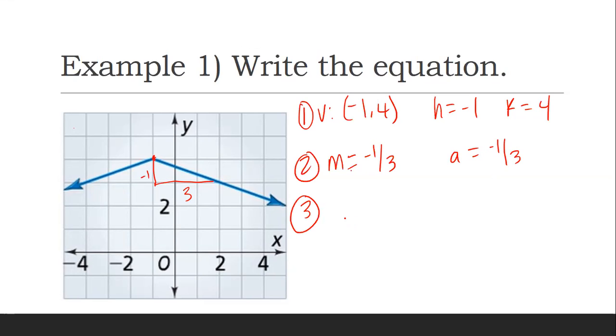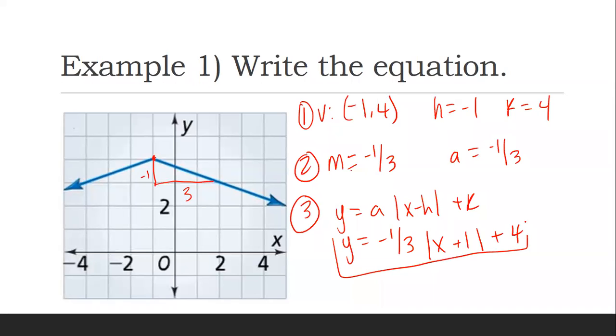Step 3 is I'm going to plug everything into the general form. Y equals a absolute value of x minus h plus k. Do I have all three of those values? Why, yes, I do. So therefore, y equals negative 1/3 absolute value of x minus a negative is a positive, plus 4. And there's my equation of my function. How do we feel? Good, easy peasy.